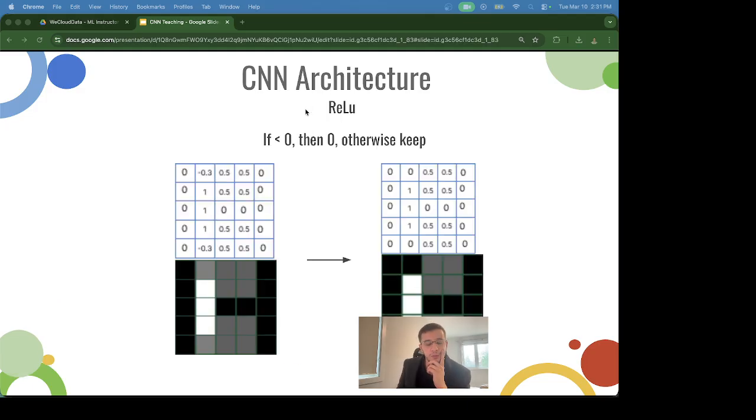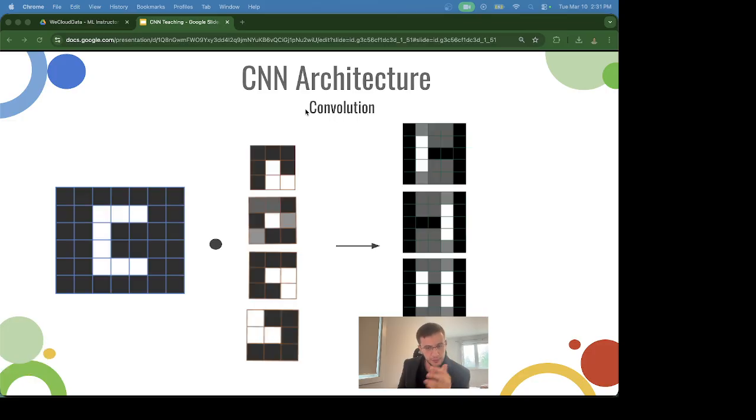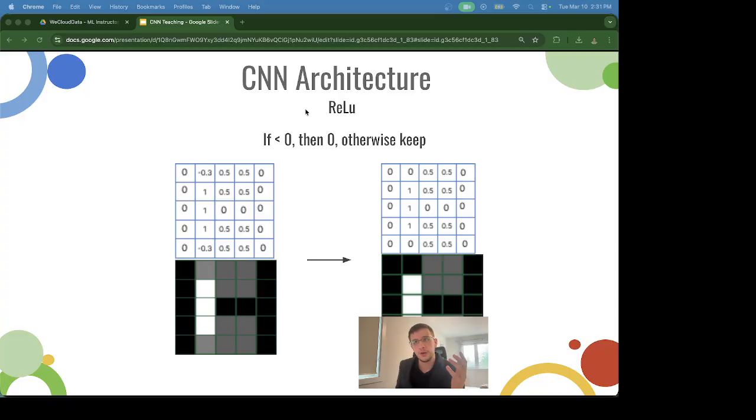ReLU. Next, we take these output feature maps and we apply a non-linearity to it. So we're introducing a non-linearity, and ReLU is one of those activation functions.